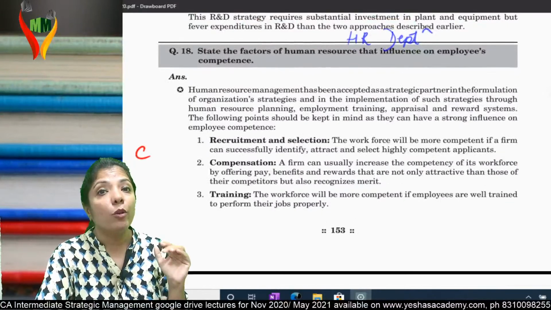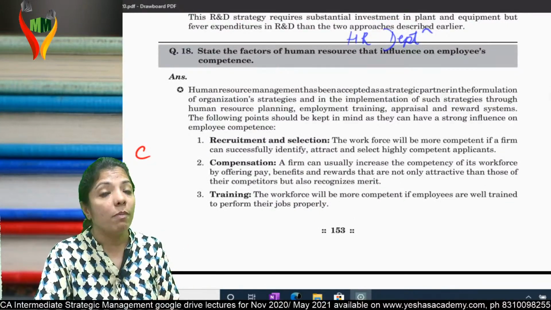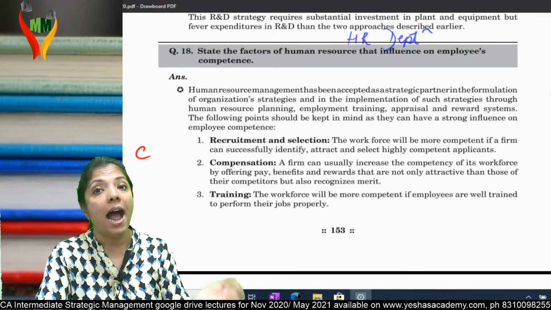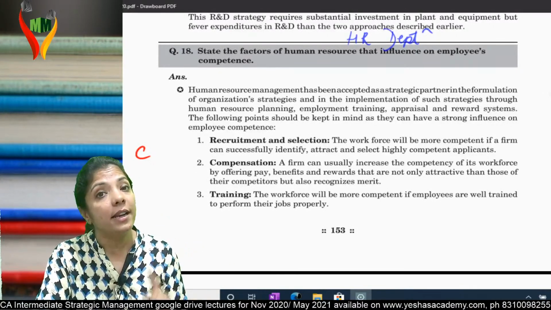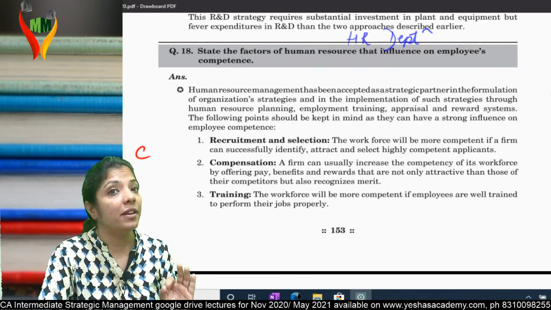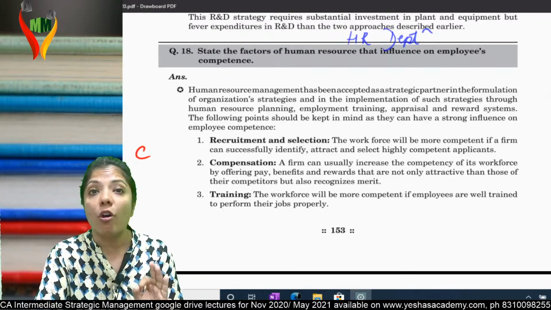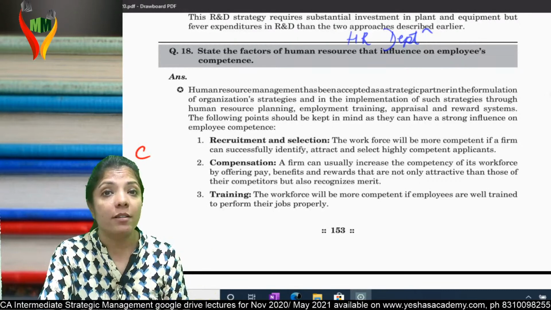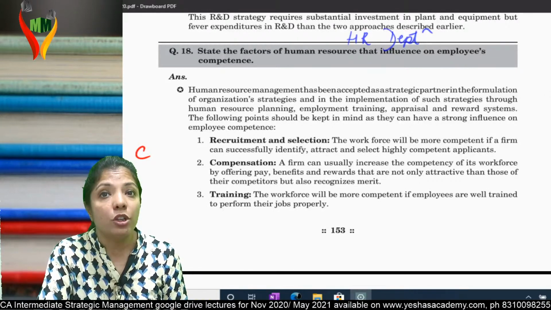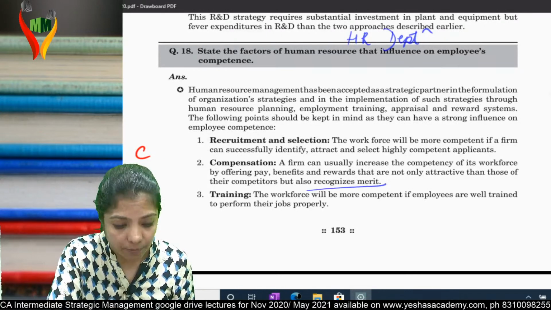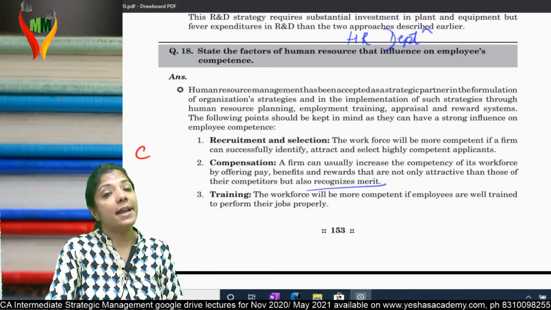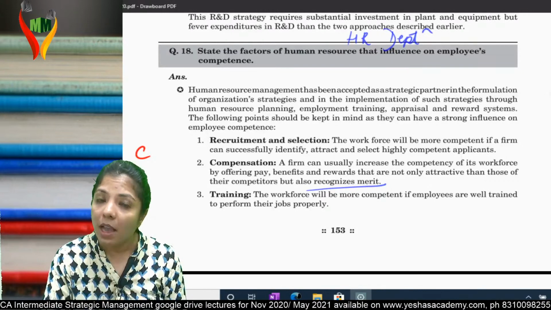First, recruitment and selection. Recruitment means interviewing the people and then selecting the best person. Now, after selecting the best person, you have given him the offer. He has not yet accepted the offer. So give him a compensation which is not only better than the competitor's, but which also recognizes his merit.